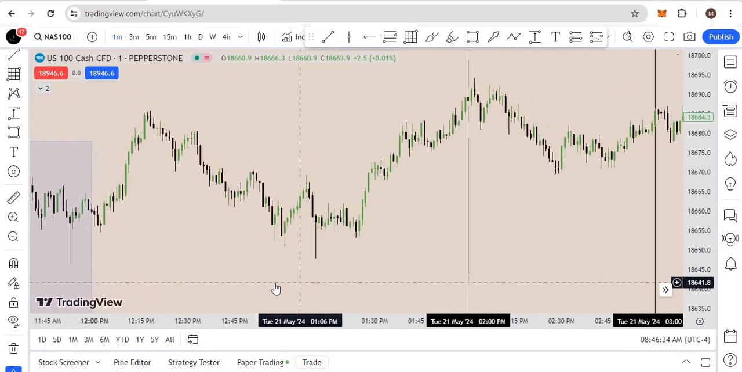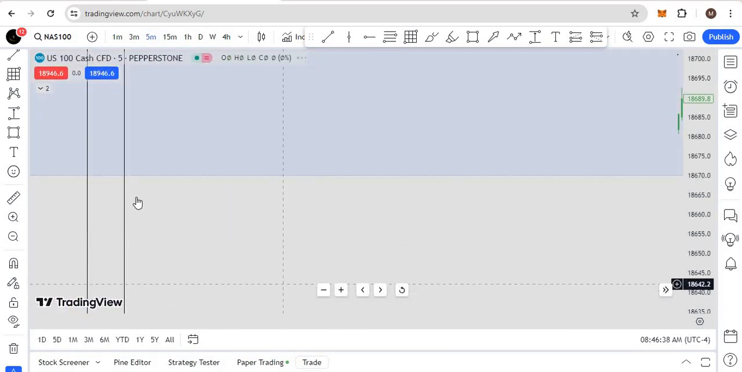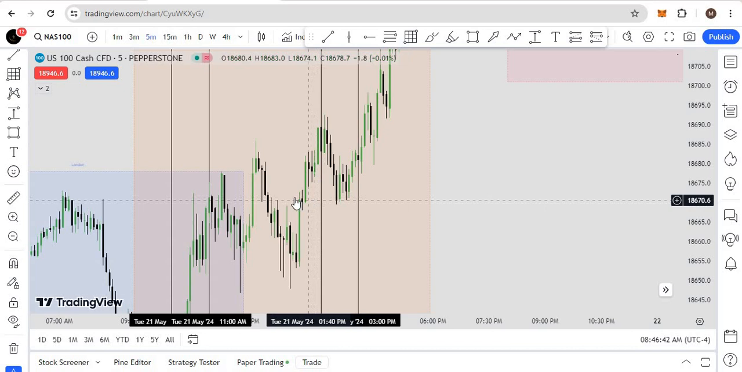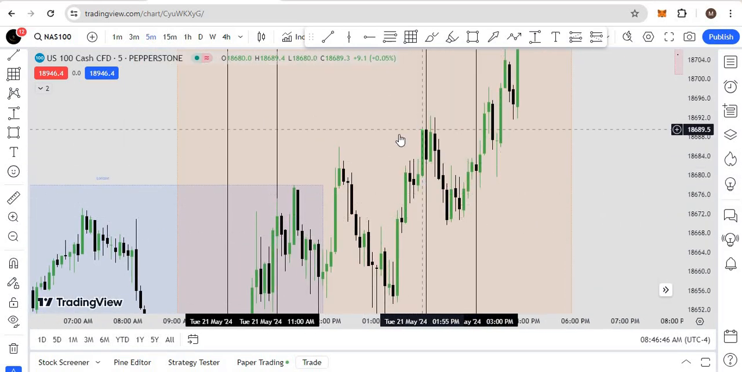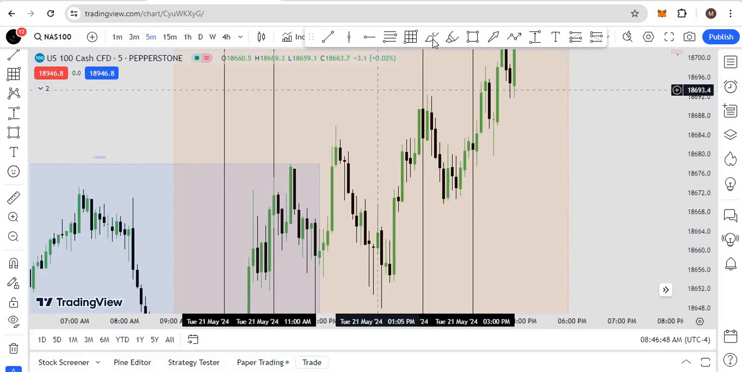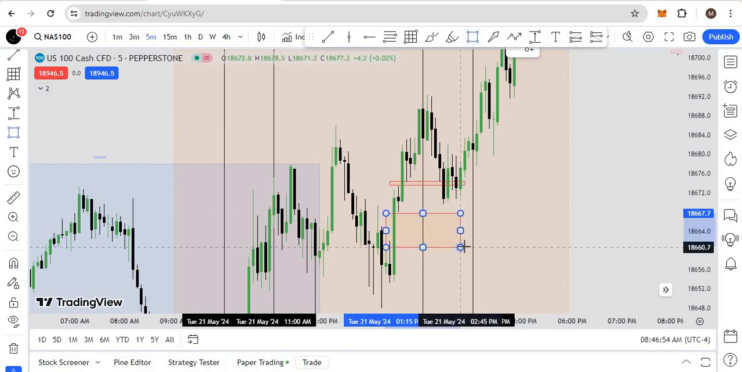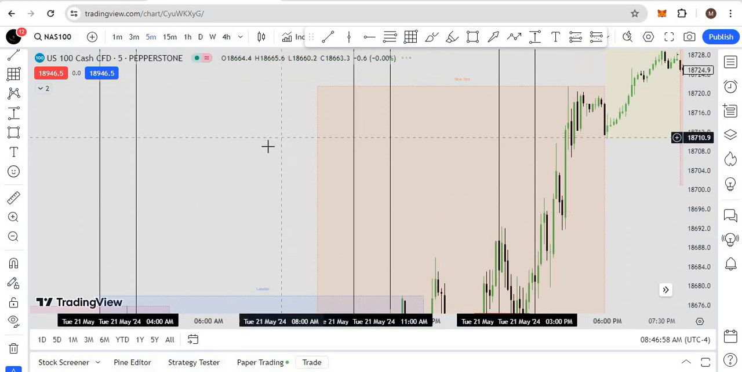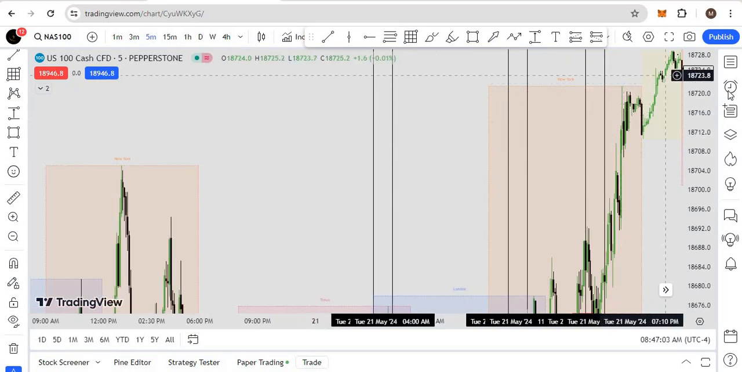Then we will go back to our 5 minute and wait for our 2 p.m. So we have this shift, we have this first fair value gap, and we have our second fair value gap. The market gives us a reaction at the first liquidity and the second liquidity, the previous day high.